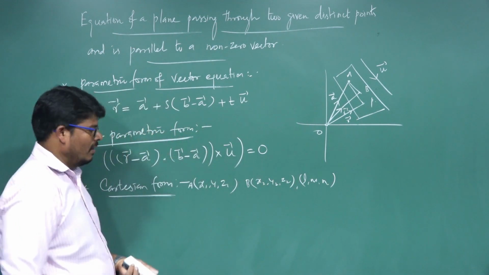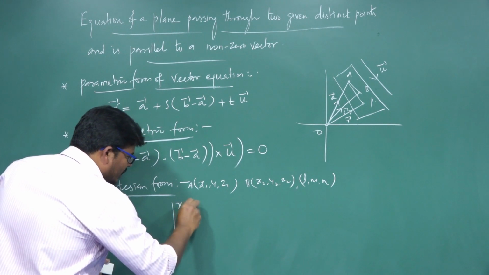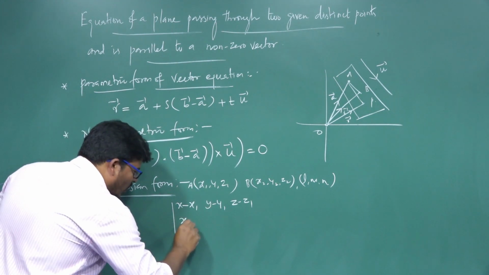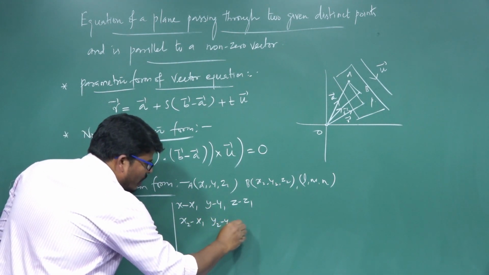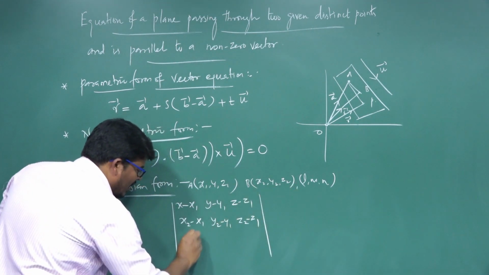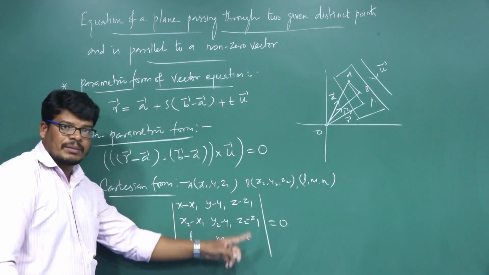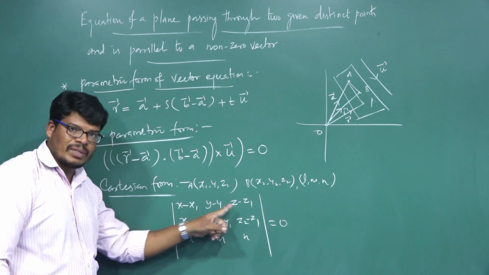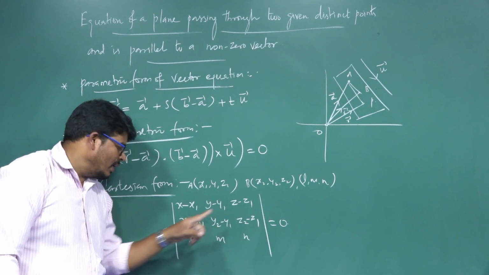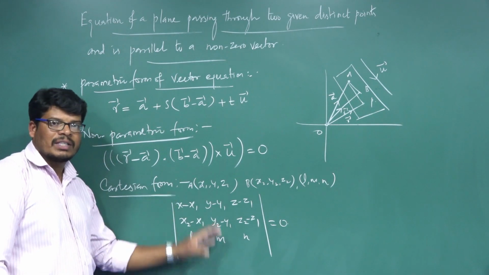n. Now write in Cartesian form using a determinant: first row x minus x1, y minus y1, z minus z1; second row x2 minus x1, y2 minus y1, z2 minus z1; and the third row l, m, n, equals 0. This is the Cartesian equation of the plane.